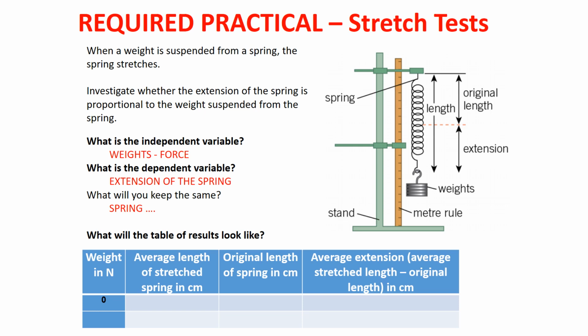And that is just the key thing that you should be remembering now. And so in that first column, we've got the weight in newtons. And then we've got the average length of the stretched spring, the original length of the spring, and then the extension. And that's what our results table should look like. And we need to take a minimum of 5 readings for it to be reliable.